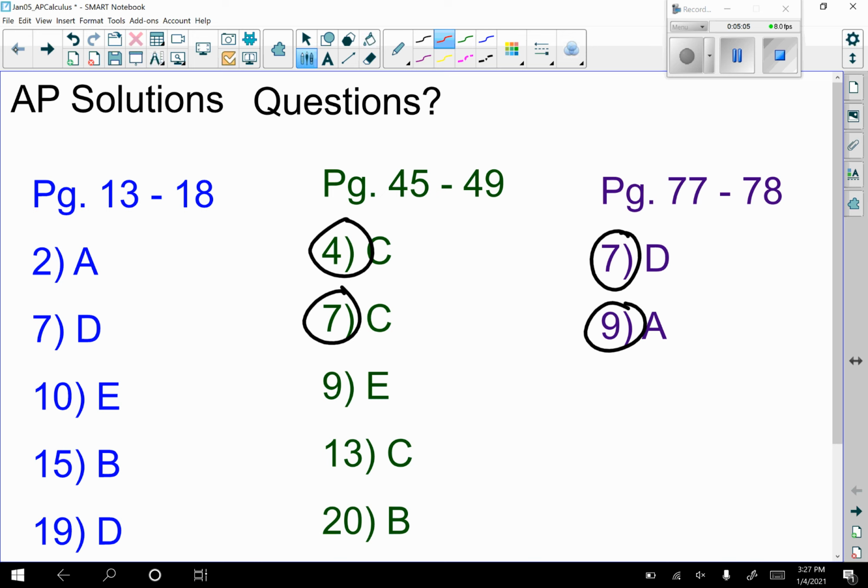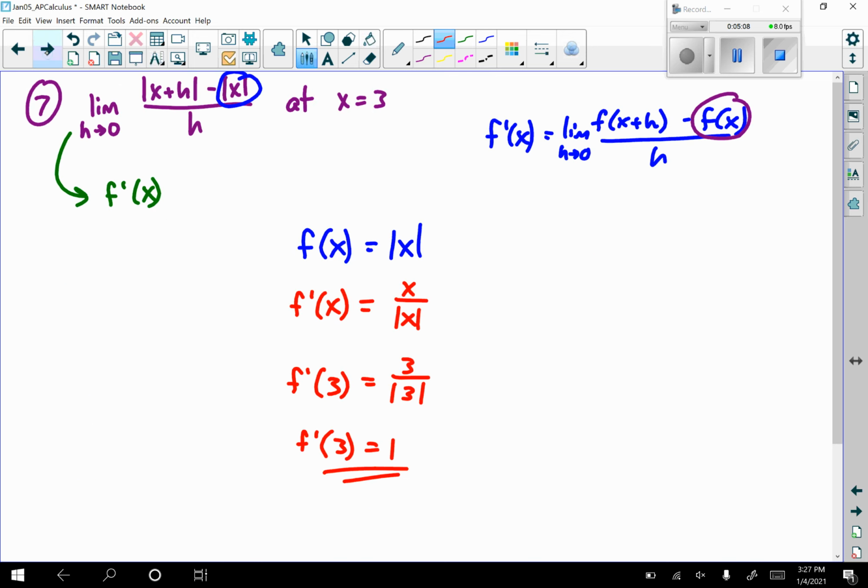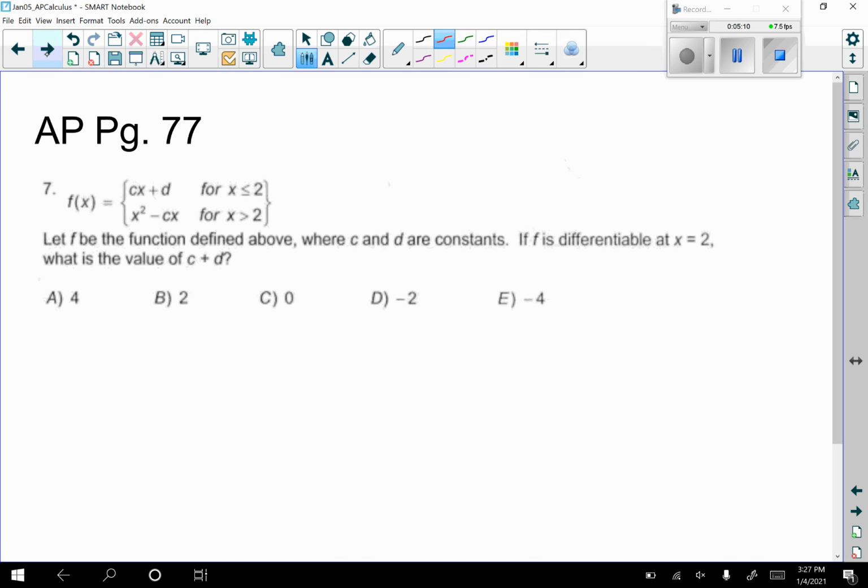All right, now from pages 77 to 78, let's take a look at that number 7. So in this problem, we're given a piecewise function for f of x. We want to let f be the function defined above, where c and d are constants. If f is differentiable at x equals 2, what is the value of c plus d? So let's analyze this statement here. We know for a function to be differentiable, it is not going to be one of the 4 types of non-differentiability. So we're not going to expect a corner, a cusp, a discontinuity, or a vertical tangent.